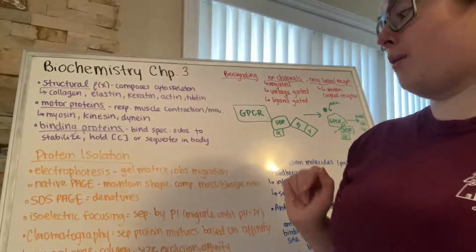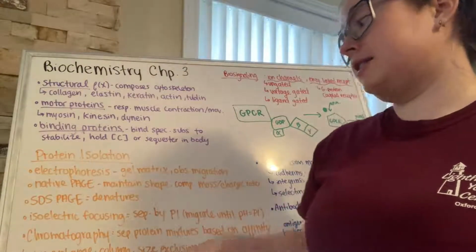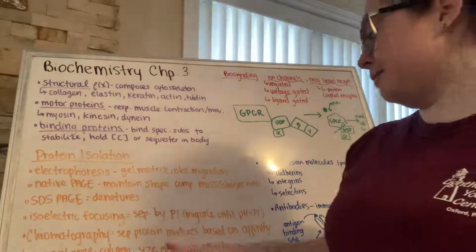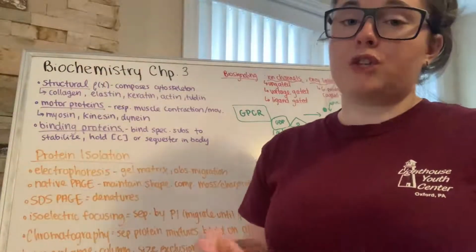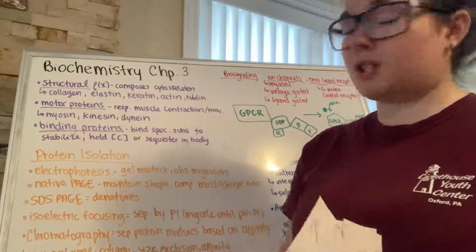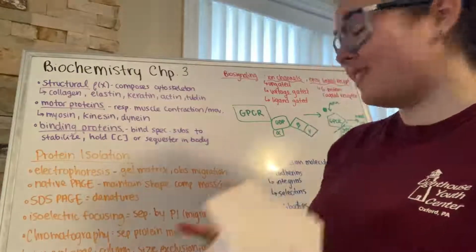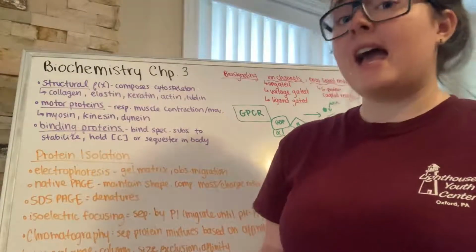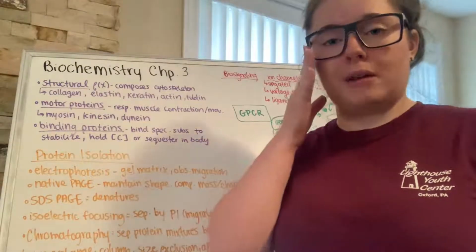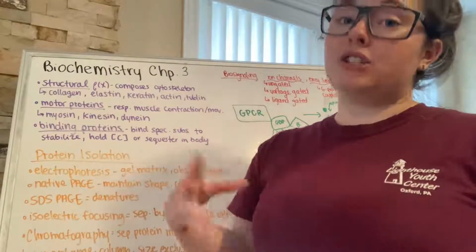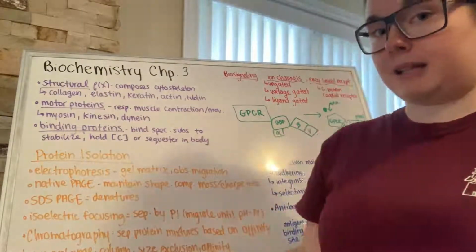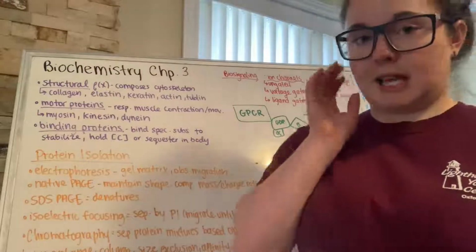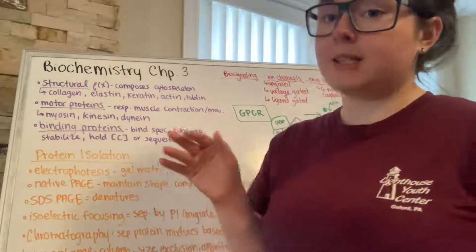And then chromatography has a lot of different types, but it separates protein mixtures based on affinity. So you have column chromatography, ion exchange chromatography, size exclusion chromatography, and affinity chromatography. We will delve into all of those in more detail a little bit later. But those are just some things to keep in mind of how you can isolate proteins.